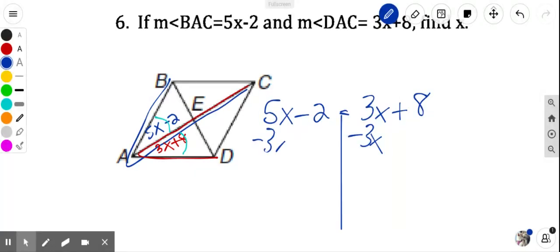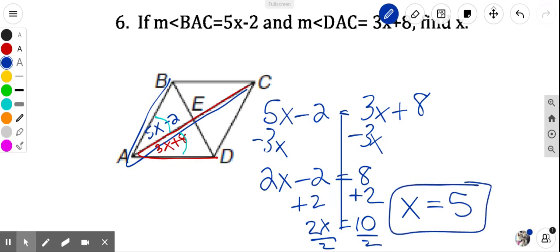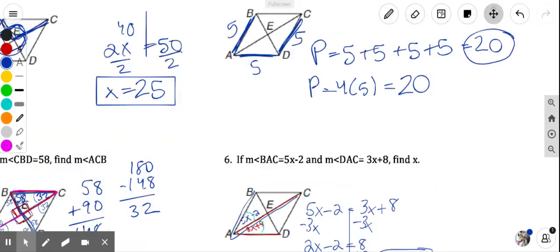So we need to bring the x's to the same side, so I would subtract 3x. So we have 2x minus 2 equals 8. And then we'll add 2 to both sides. 2x equals 10. Lastly, divide by 2, and we get x is 5. Okay, so that's our last example on rhombi.